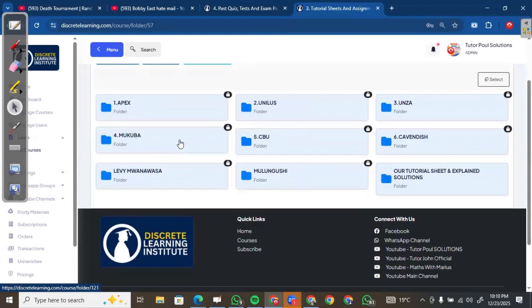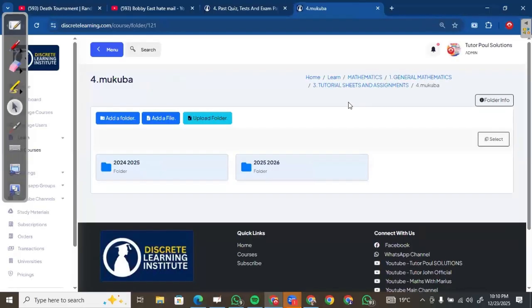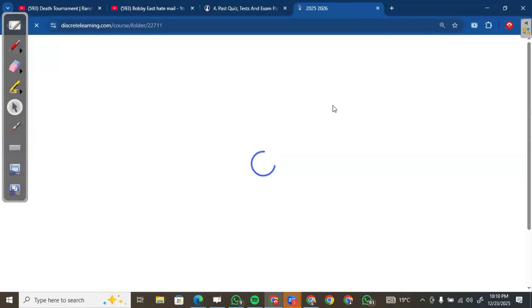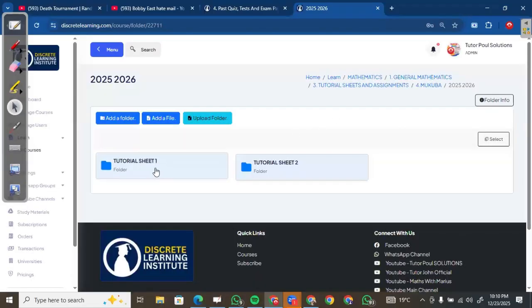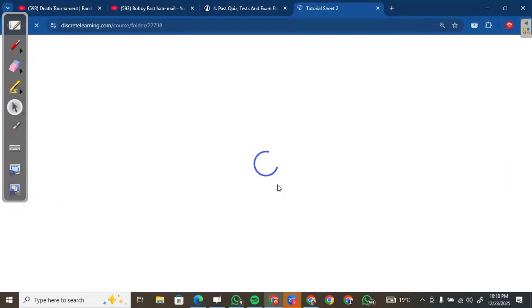So here it will depend on the university where you are. So you guys are from Mukua, right? So you go in the Mukua University folder here. And then you go to the 2025-2026 intake. You're going to find the tutorial sheet. So full videos, tutorial sheet 1, tutorial sheet 2. So if I open this same tutorial sheet 2, you are going to see.